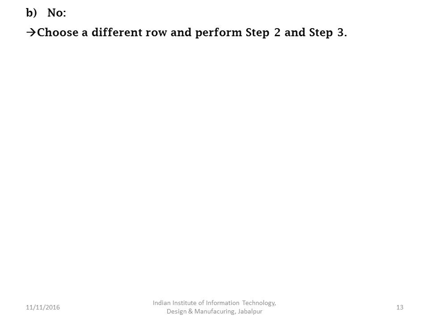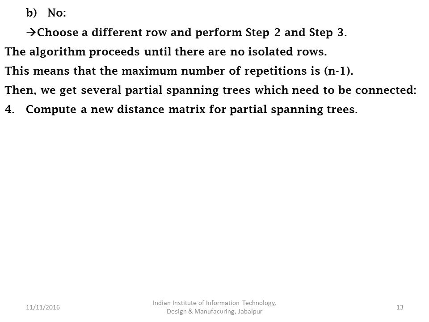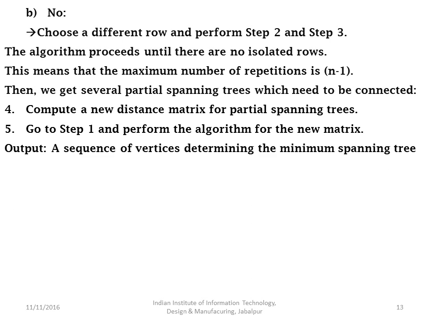The algorithm proceeds until there are no isolated rows. This means that the maximum number of repetitions is n minus 1. Then we get several partial spanning trees which need to be connected. Compute a new distance matrix for the partial spanning trees. Go to step 1 and perform the algorithm for the new matrix. The output we get after execution of this algorithm is a sequence of vertices determining the minimum spanning tree.